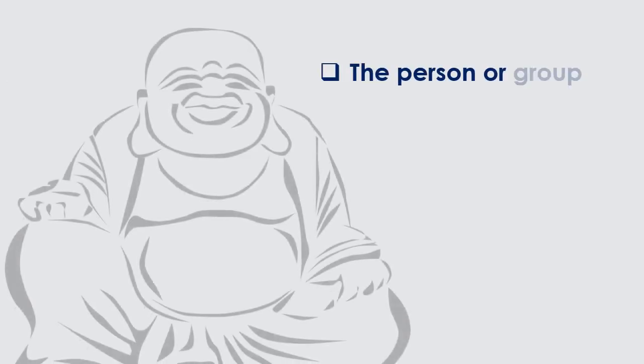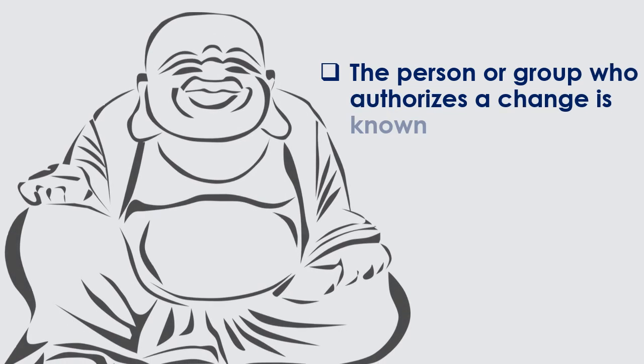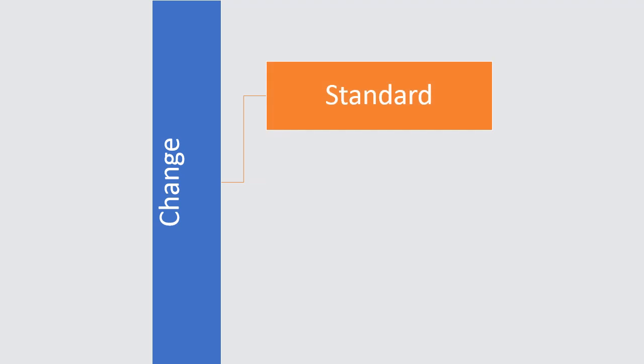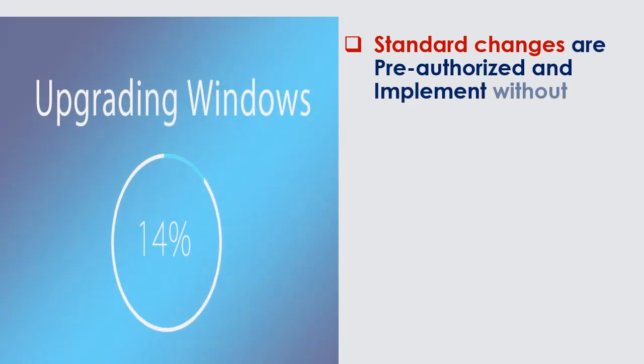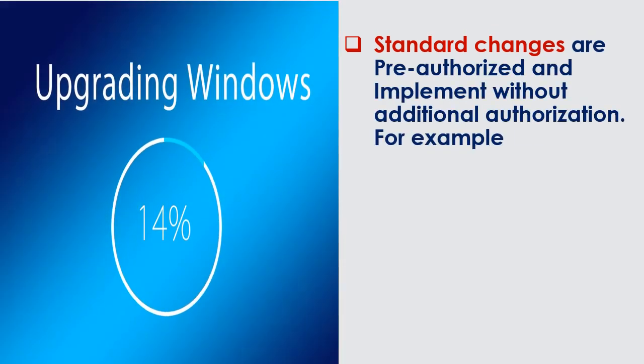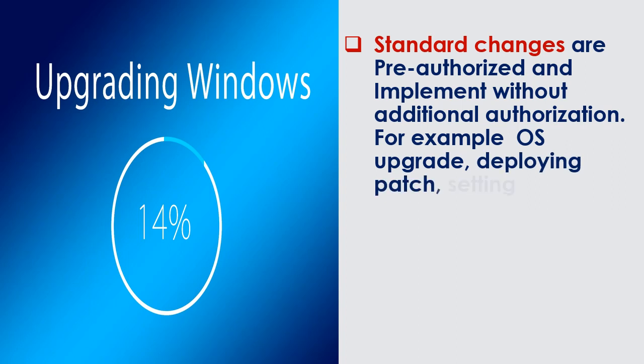The person or group who authorizes a change is known as a change authority. Three types of change are standard, normal and emergency. Standard changes are pre-authorized and implemented without additional authorization. For example, OS upgrade, deploying patch, setting up a user account.